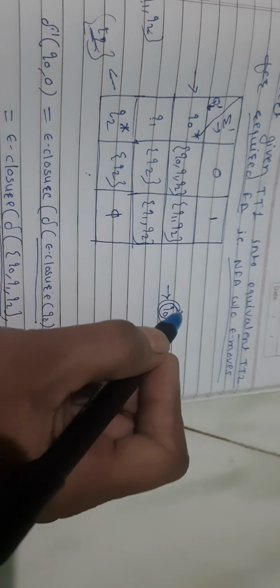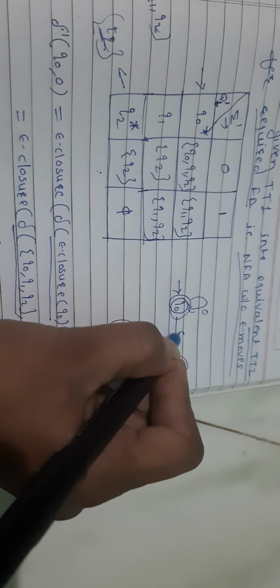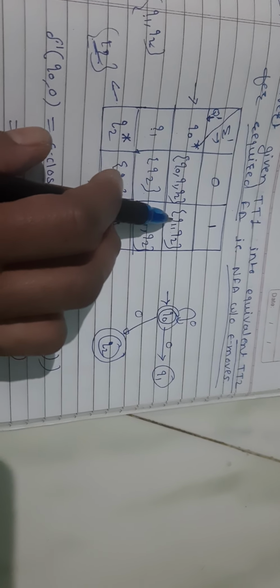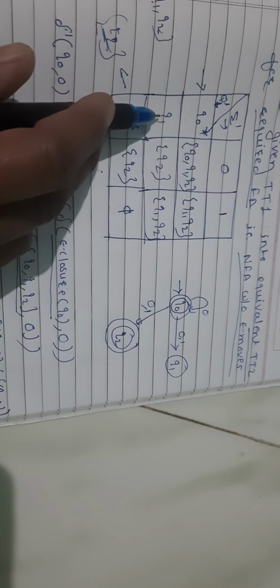Then Q0, 0: next states are Q0, Q1, Q2. So draw the transitions here: Q0, then Q1 and Q2. Then see the next cell. Q0, 1: Q0 to Q1 on 1, and Q0 to Q2 on 1. Similarly, now take the next cell.